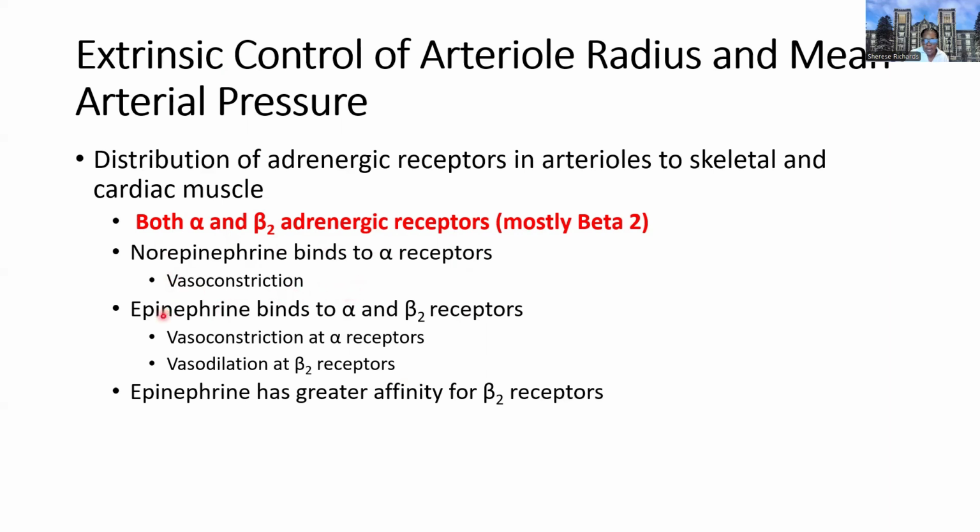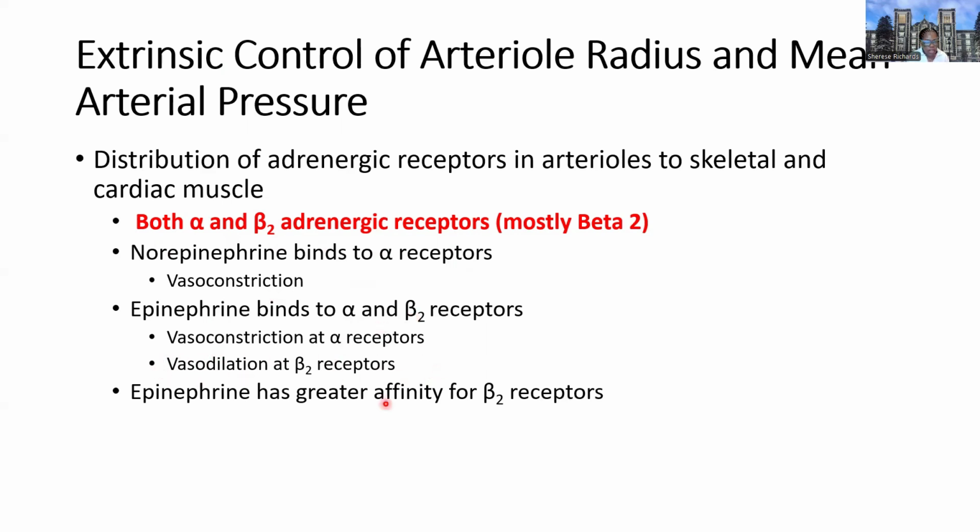And then when epinephrine binds, right, so slightly different affinities here, when epinephrine binds to alpha and beta 2, we're going to see two different things. And this is going to be dose dependent. So at low concentrations, beta 2 is predominant, and that causes vasodilation.